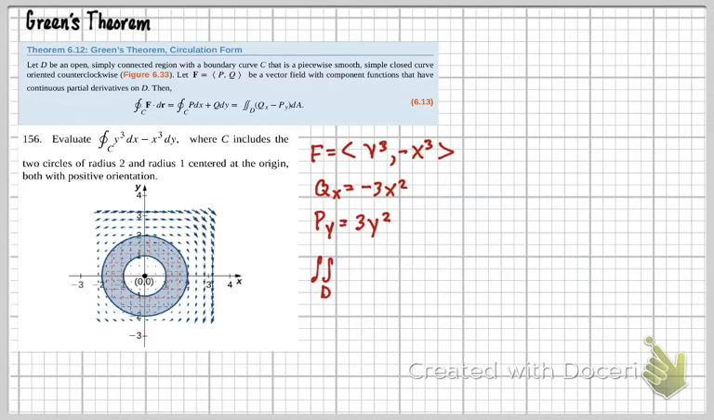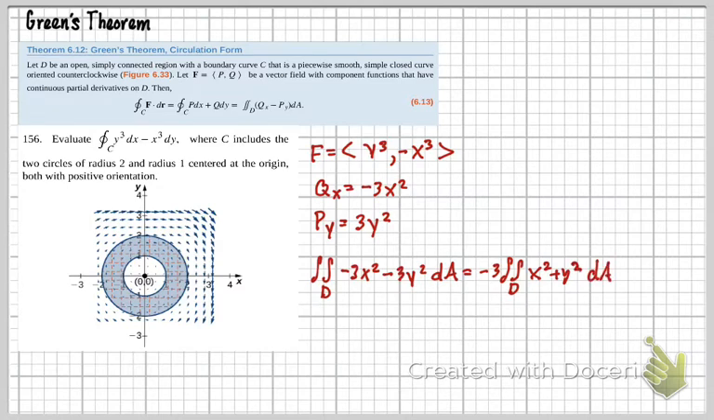So I'm going to get my Qx. My Qx is going to be negative 3x squared minus my Py, that's here, and that's going to be minus 3y squared dA. Now I'm going to pull a negative 3 out of these two. So that's going to be a negative 3, the double integral of D, x squared plus y squared dA.